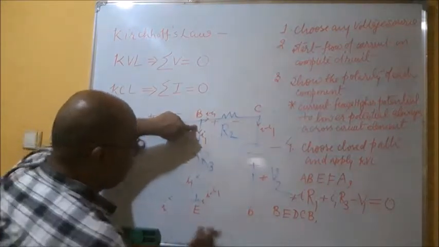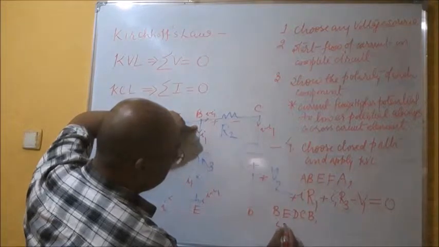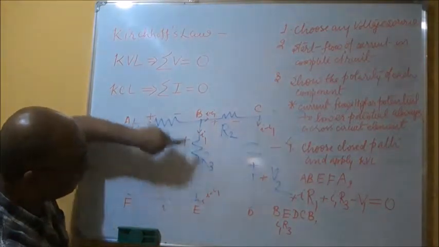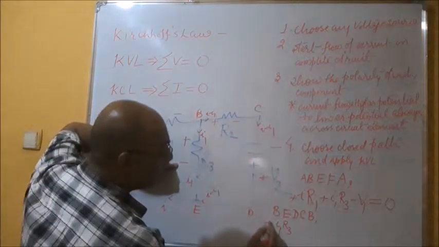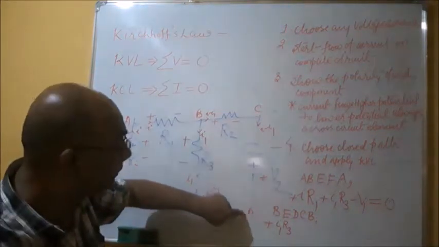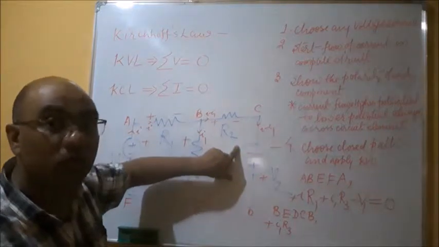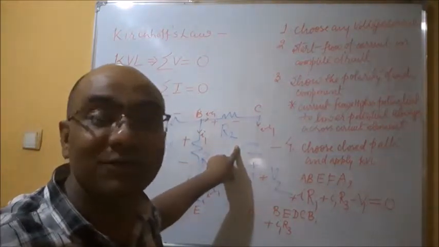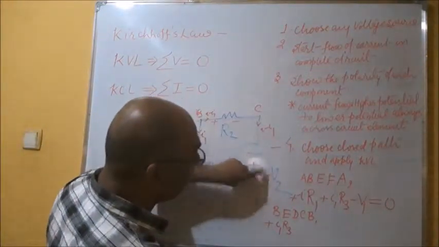From B to E, the voltage is I1 R3. Now you see, I am moving like this, from positive to negative, so what would be its value? Positive. Now E to D, nothing. D to C, voltage source. And what is the voltage source value? V2. And we are moving from positive to negative.